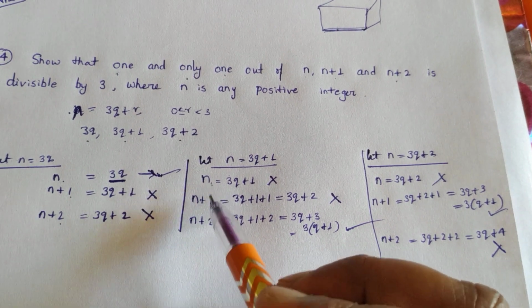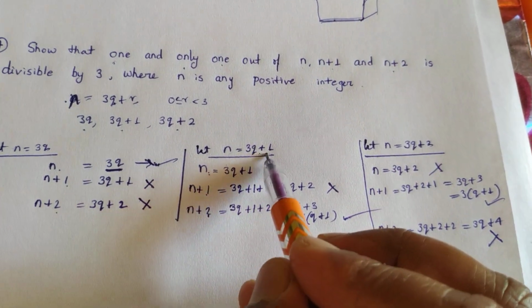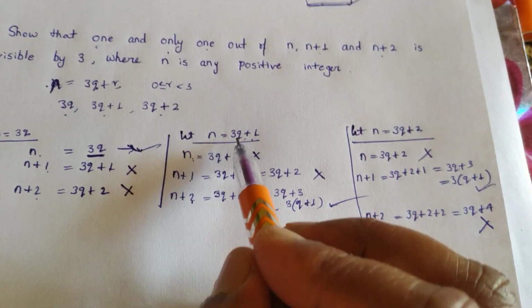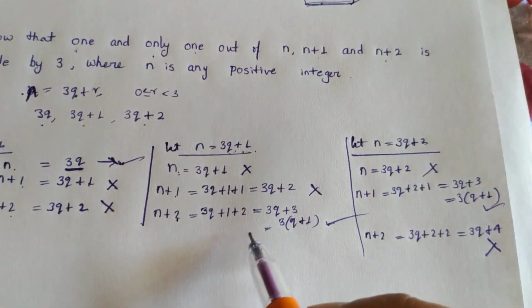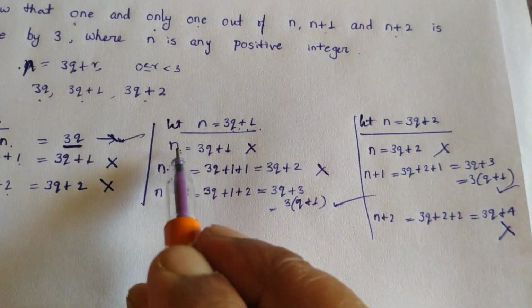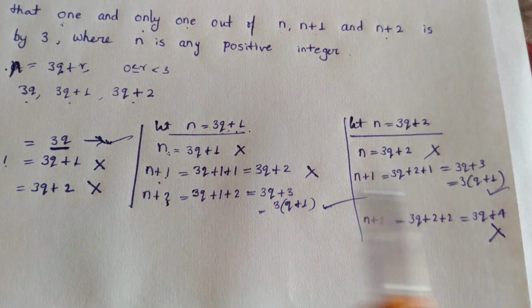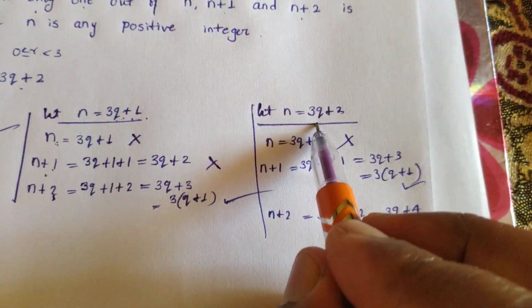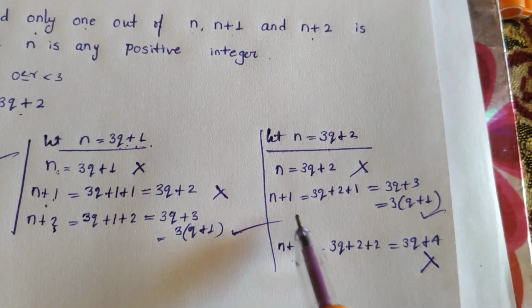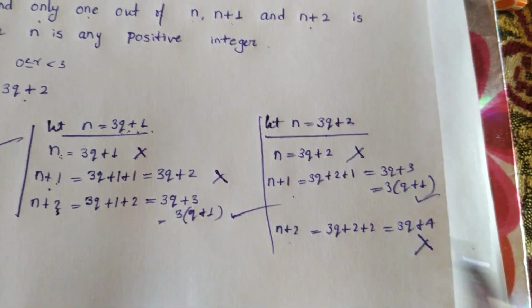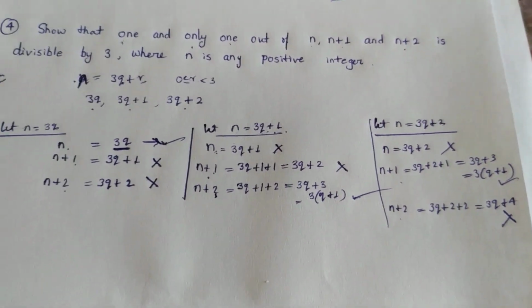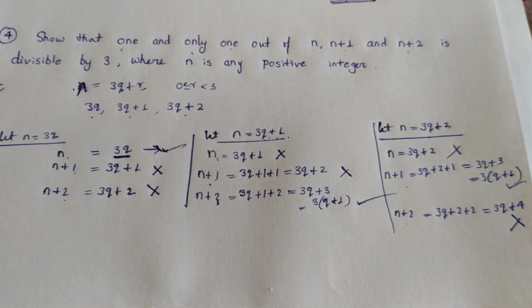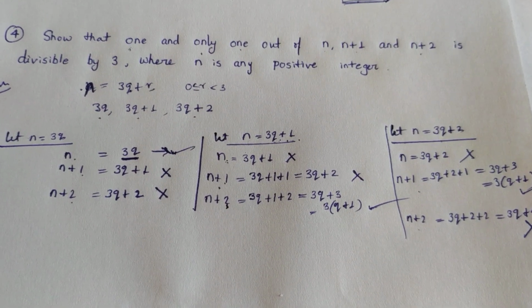Here also, if n is in the form of 3q plus 1, then n plus 2 is divisible by 3, but n and n plus 1 are not divisible by 3. And if n is of the form 3q plus 2, then n plus 1 is divisible by 3, but n and n plus 2 are not divisible by 3. So you have to discuss all these three cases.